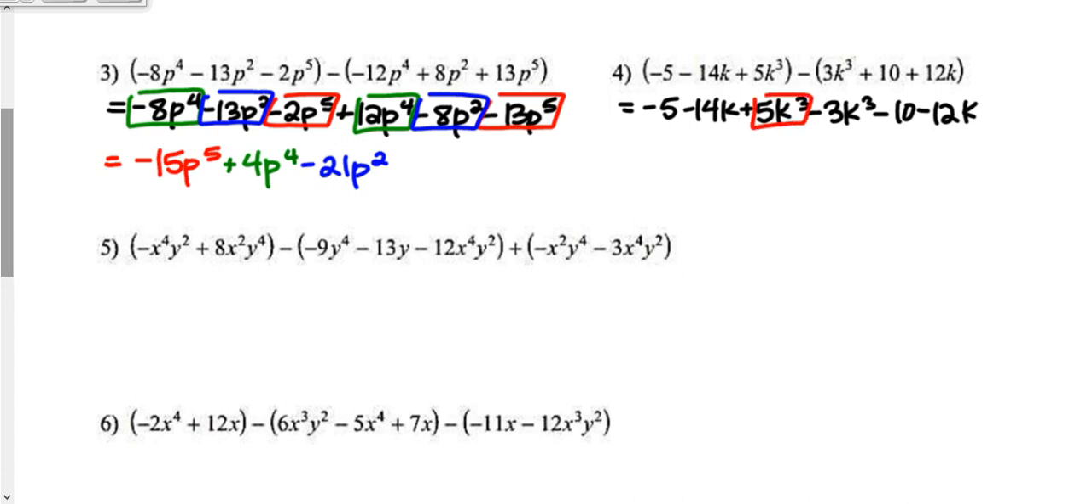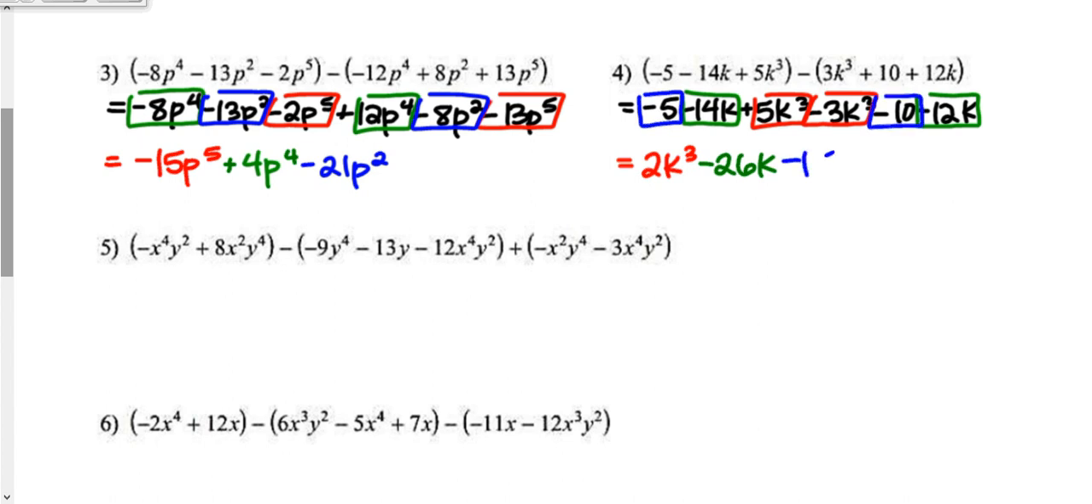So third power is where I'm going to start. Oh, they're actually neighbors. Okay, so that would be 2k to the third. And then we have some k terms, so negative 14 minus 12, which would be negative 26k. And then constants, negative 5 minus 10 is negative 15.